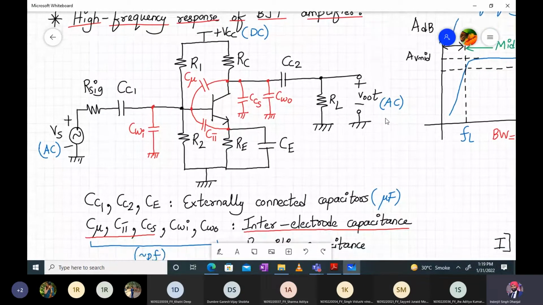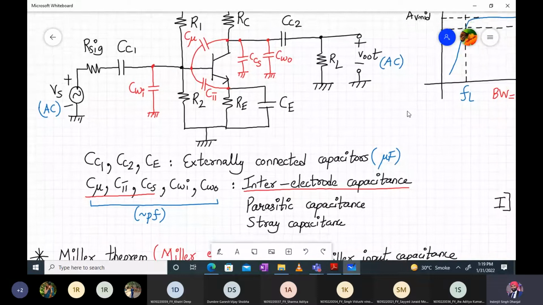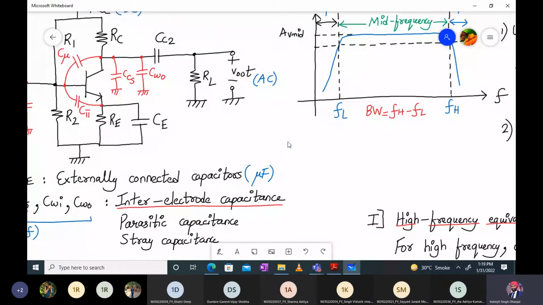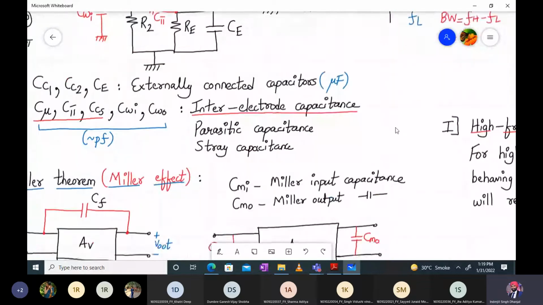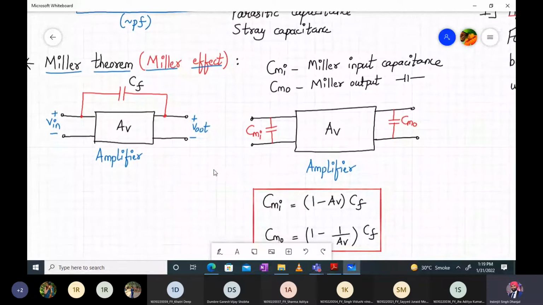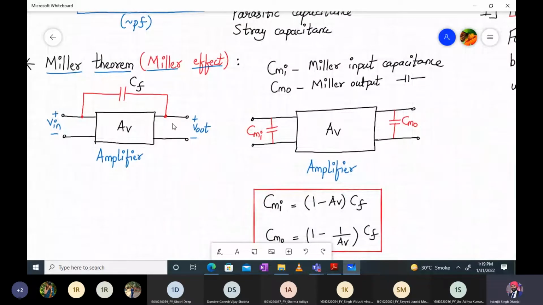Now, why do capacitors only affect the high frequency? Well, we will discuss that shortly. And next, we have seen the concept of Miller theorem. So what does the Miller theorem say? Whenever we have a feedback capacitor connected between the input and the output of an inverting amplifier, then that capacitor can be split into two parts, one at the input side and one at the output side. So CMI is the Miller input capacitance and CMO is the Miller output capacitance.